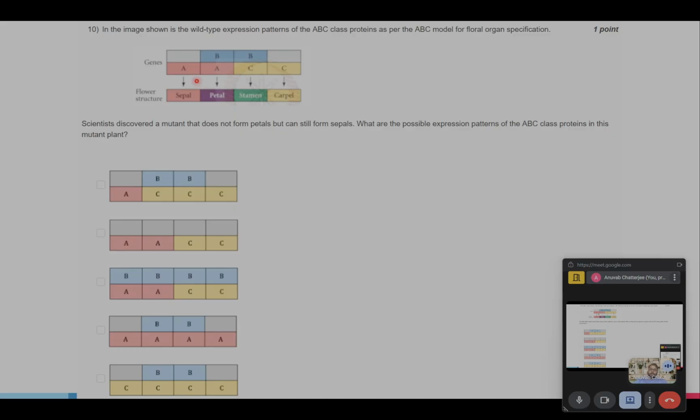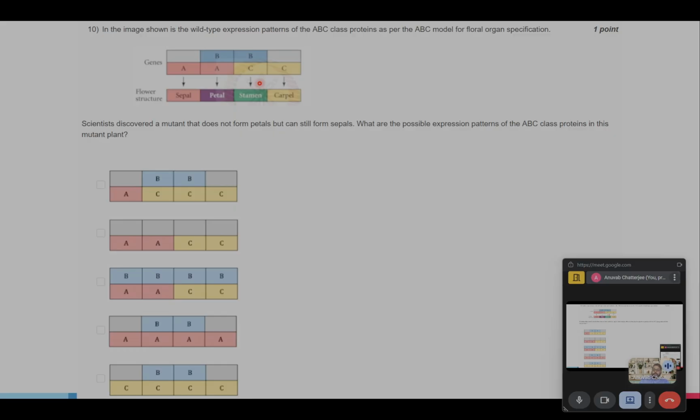There are 3 different proteins, A, B and C. When only the A protein gene is expressed, that structure forms sepals. When A and B both are expressed, they form the petal. When C and B are expressed, it forms the stamen, and only C forms the carpel. So C forms carpel, A forms sepal, the A and B combination forms petal, and the B and C combination forms stamen.